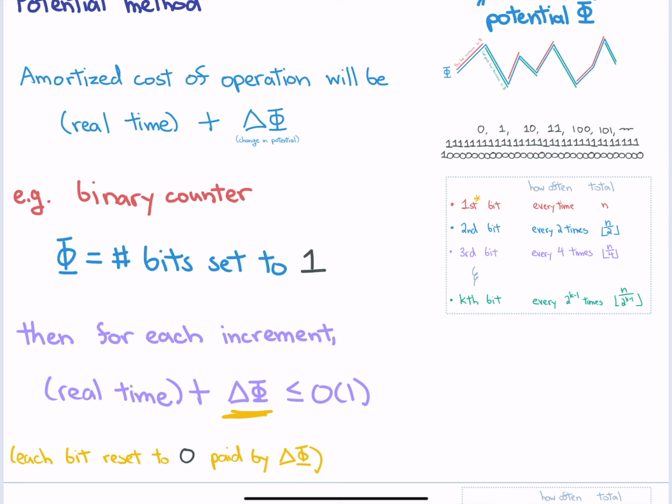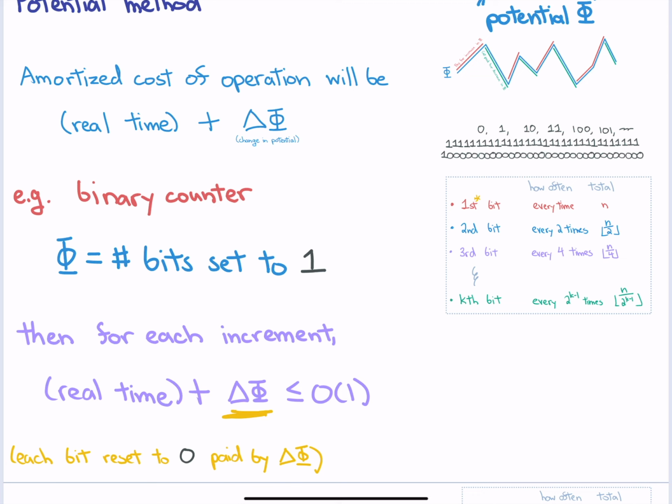The next iteration, that one goes to a zero, and then the next you flip a zero to a one. So your potential actually stays the same, and you did 2 units of work, you flipped 2 bits, so the cost again was two. The running time plus the change of potential was two.